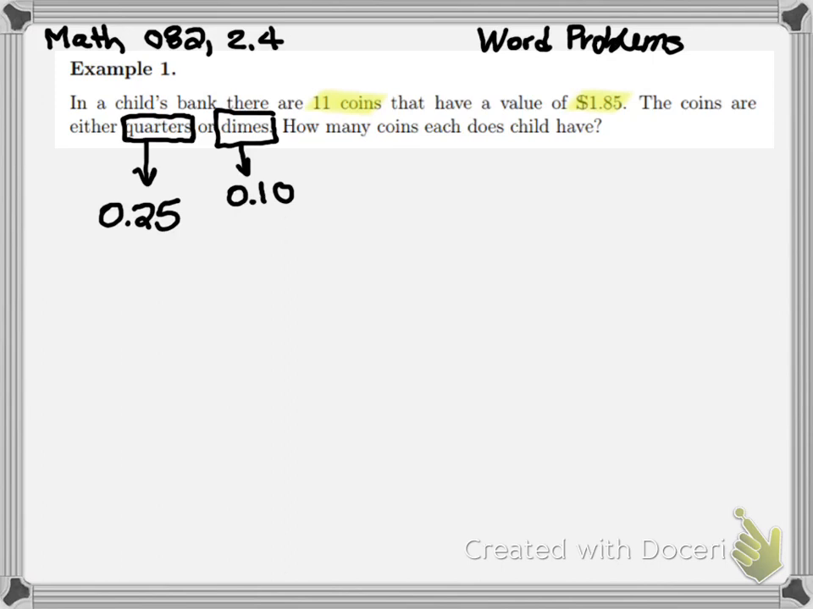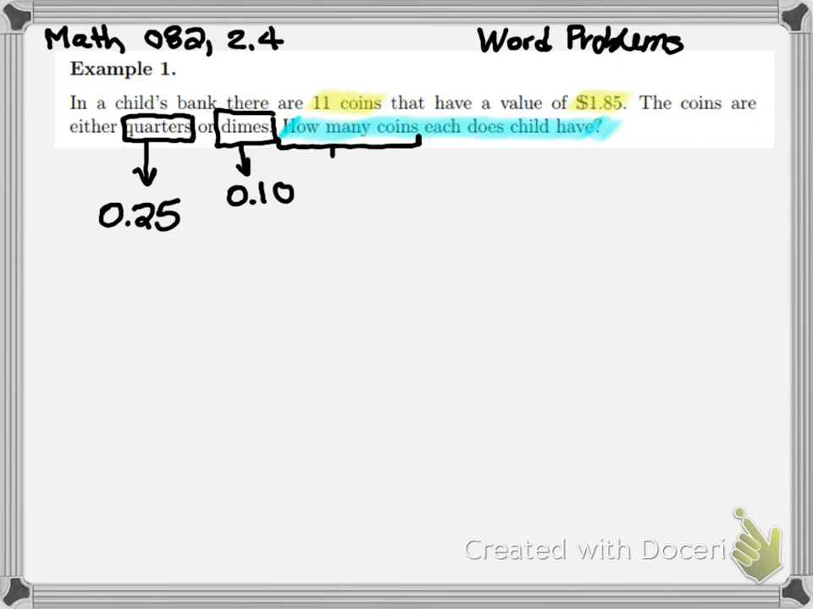Okay? And then the last part that is actually the most important, and sometimes people don't even realize how important it is, is the sentence that asks you to find something. Okay? And what we want to know is how many coins does the child have, right? And the two coins that we're talking about in this problem, of course, are quarters and dimes.